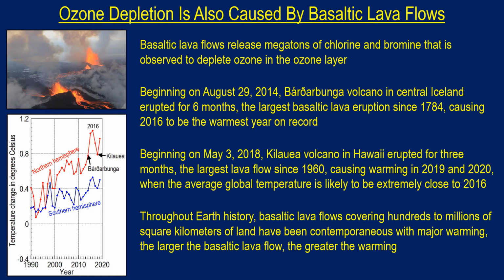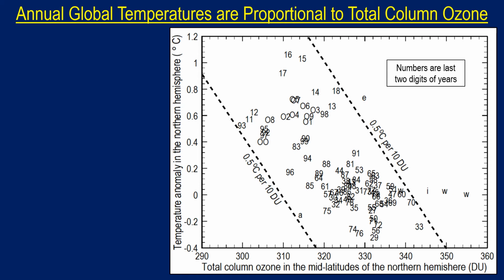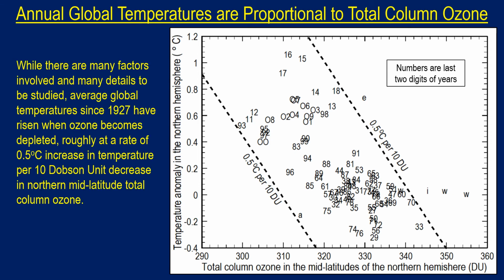contemporaneous with major warming. The larger the basaltic lava flow, the greater the warming. Annual global temperatures are roughly proportional to total column ozone. While there are many factors involved and many details to be studied, average global temperatures since 1927 have risen when ozone becomes depleted, roughly at a rate of about a half a degree Celsius increase in temperature per 10 Dobson unit decrease in northern mid-latitude total column ozone.